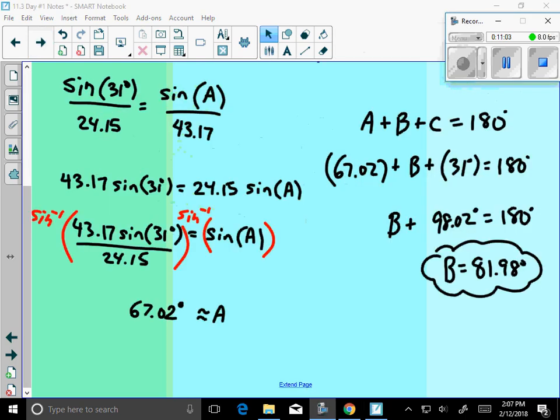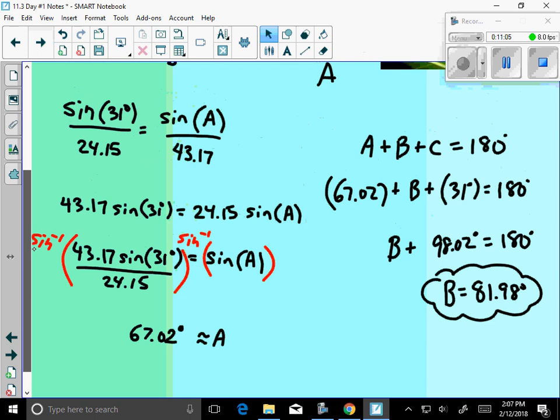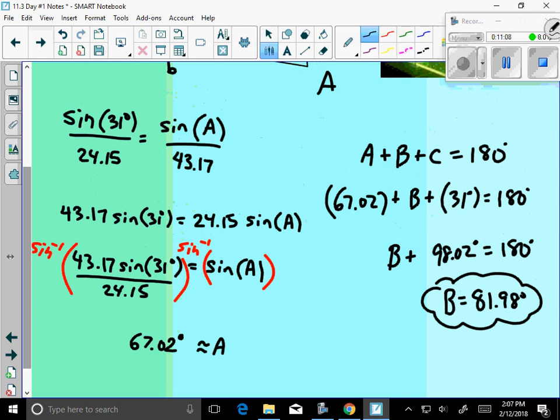Okay, so let's recap what we've got here. I'm gonna do something that I think might be kind of cool. Watch this. I'm gonna make myself a pointer. Yeah, there we go. So I use the law of sines. Sine of 31 over the side across equals sine of A over 43.17. I cross multiply. I get that equals that. I divide by this 24.15 over here. So I get sine of A, this is an angle, over, it equals this.